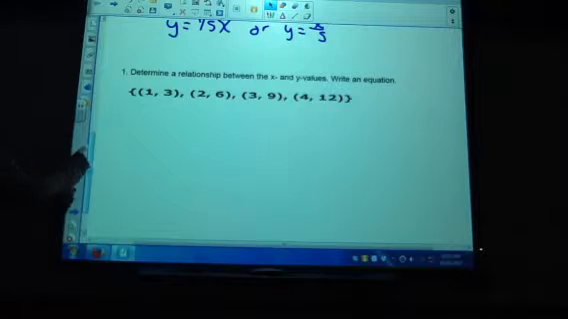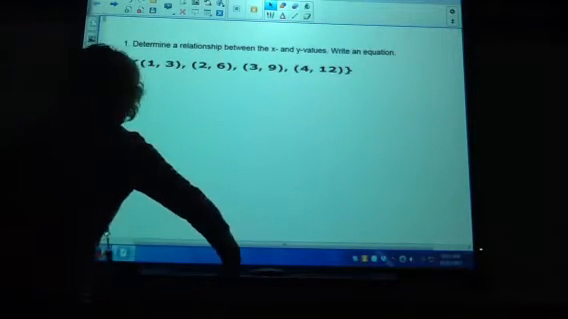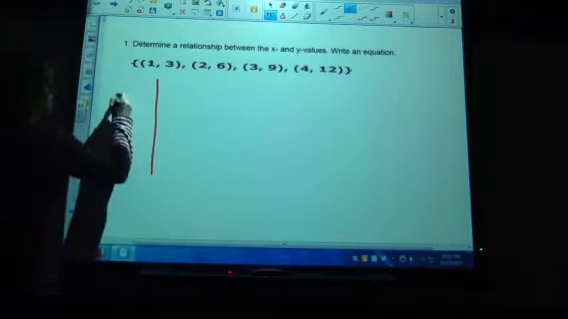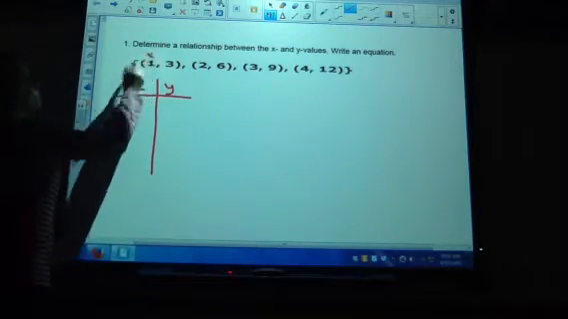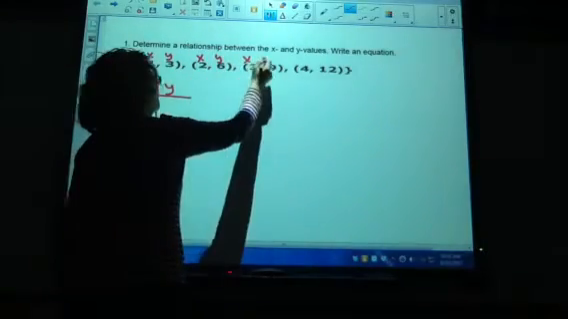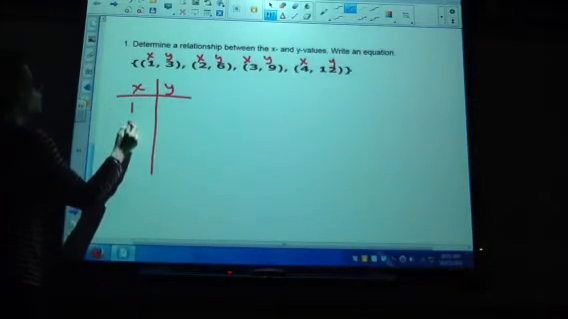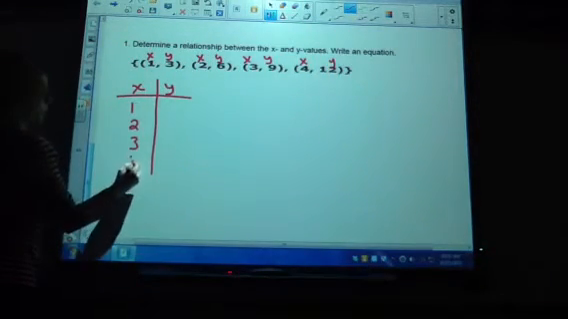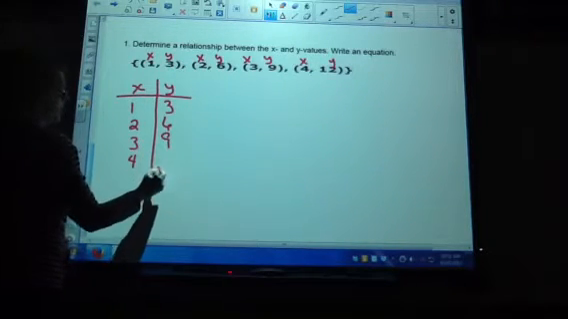Alright, determine a relationship between the x and y values and write an equation. Alright, so I like to set mine up in the xy table. Okay, so remember your first coordinate is your x, your second is your y. So our x values are 1, 2, 3, 4. Y values 3, 6, 9, 12.